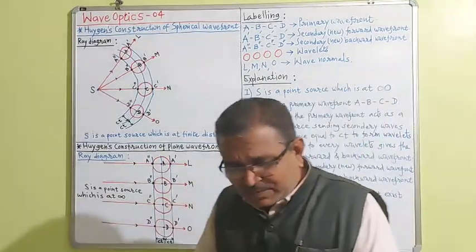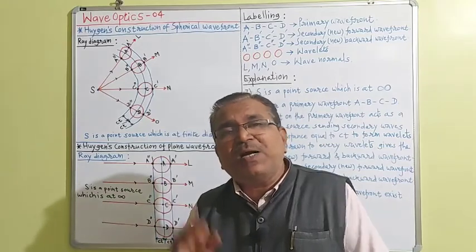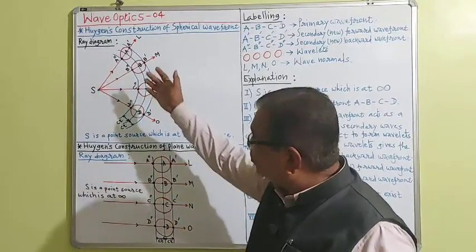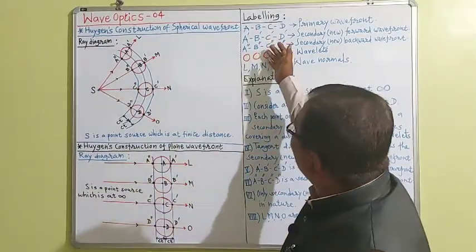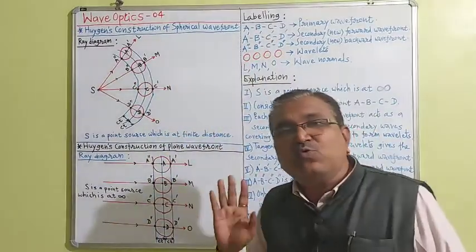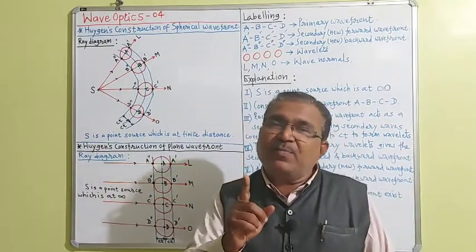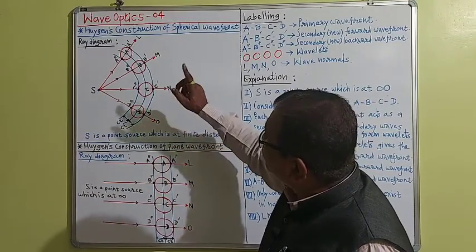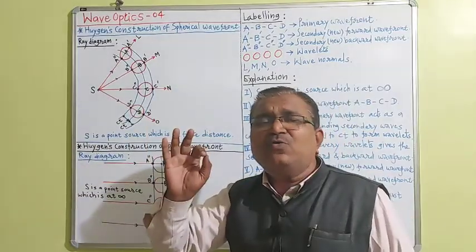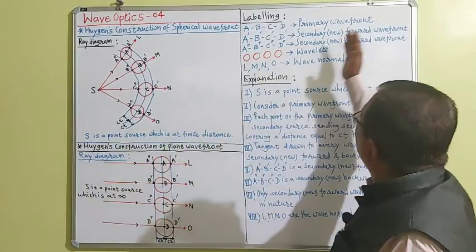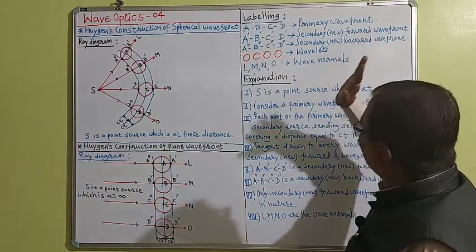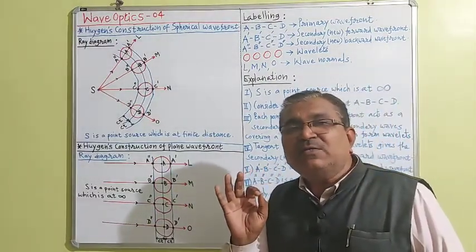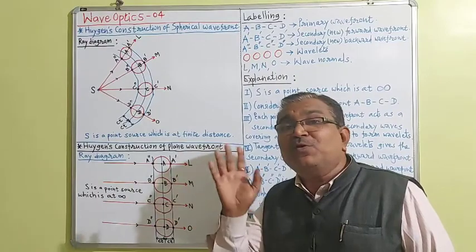In this way, we will have to use a simple trick. This one explanation is common for two diagrams, and this one labeling is also common for two diagrams. But remember well, while writing the explanation and labeling of spherical wavefront, we have to use the word spherical before wavefront, and while learning the plane wavefront, we have to use the word plane before wavefront.